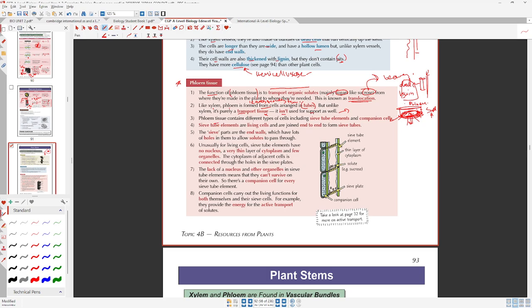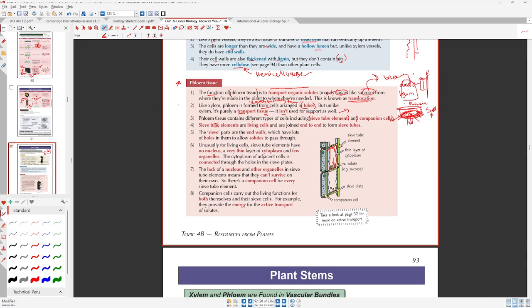Now, phloem tissues contain different types of cells, including sieve cells, sieve tube elements, and companion cells. This is GCSE stuff. Your sieve tube element, as you can see, is kind of over here and here. Or rather, no, this is a sieve tube element right there. Or am I wrong as well? I'm not sure. Anyways, your sieve tube elements are living cells and are joined end to end to form sieve tubes.